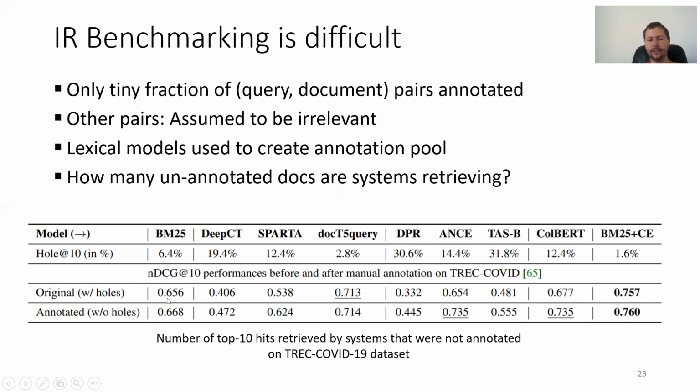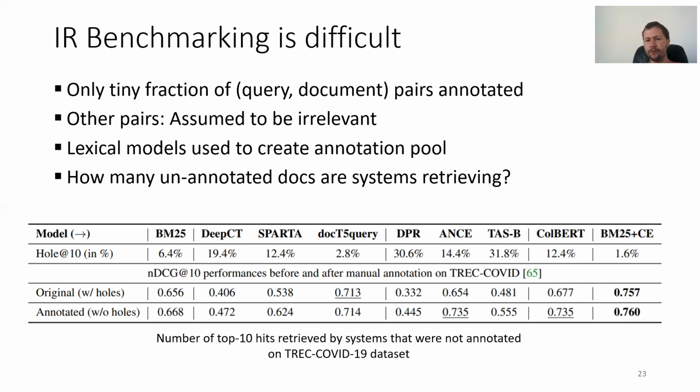If we add these missing annotations, we see that ANCE has a lot better performance than BM25. So you should always be careful with these benchmarks and what has been annotated, what they are measuring. And as mentioned in the first part, benchmarks must evolve with the models.